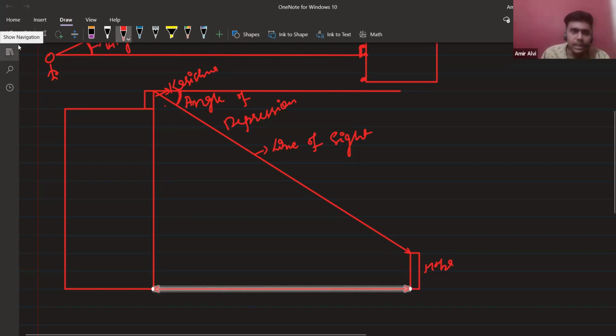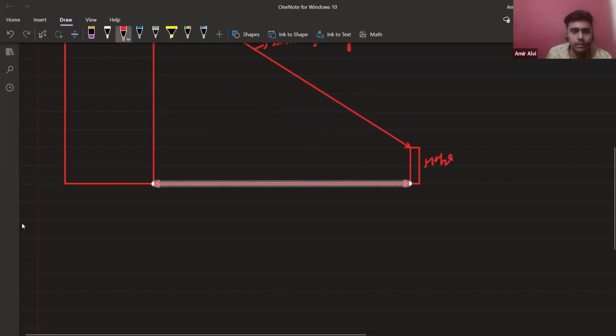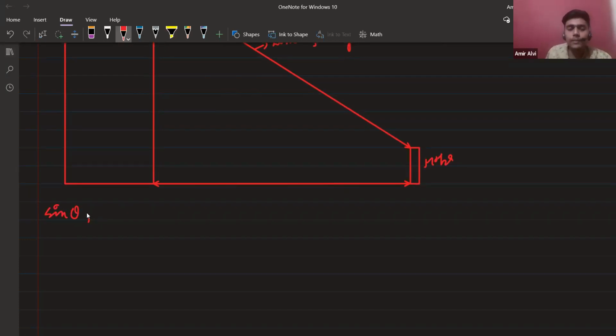So in this chapter, in this trigo, we are going to use three ratios frequently. First one is sine, cos, tan. Specific values will be given, but I'm just taking the ratios at a general angle: sine theta, cos theta, and tan theta.